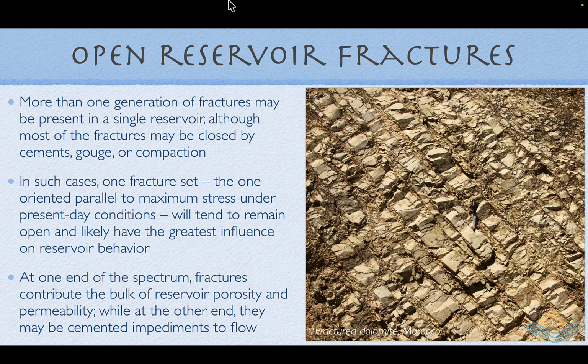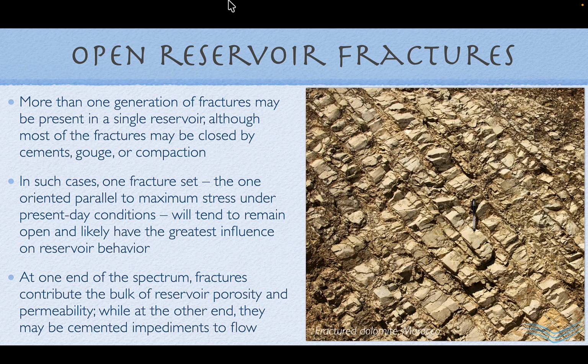Within that framework of fractures affecting reservoir, we have a spectrum. At one end of the spectrum, the fractures will contribute the bulk of the reservoir porosity and permeability. These are known as type 1 reservoirs, as we'll see later in the case history study. While at the other end, they may be cemented and acting as impediments to flow, and so we'll see that system known as a type 4 system. And we'll come back and look at these different fracture styles and case history, production histories in the last module.